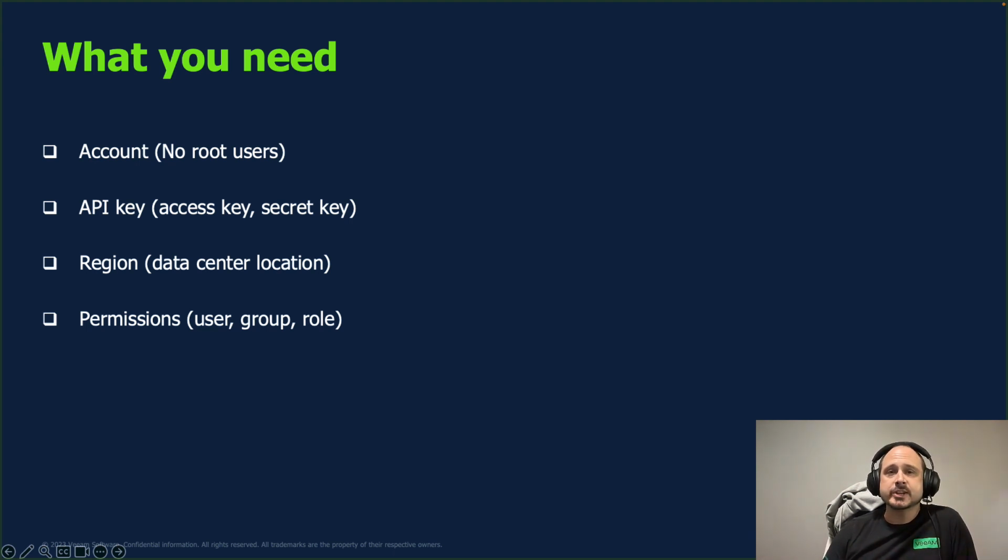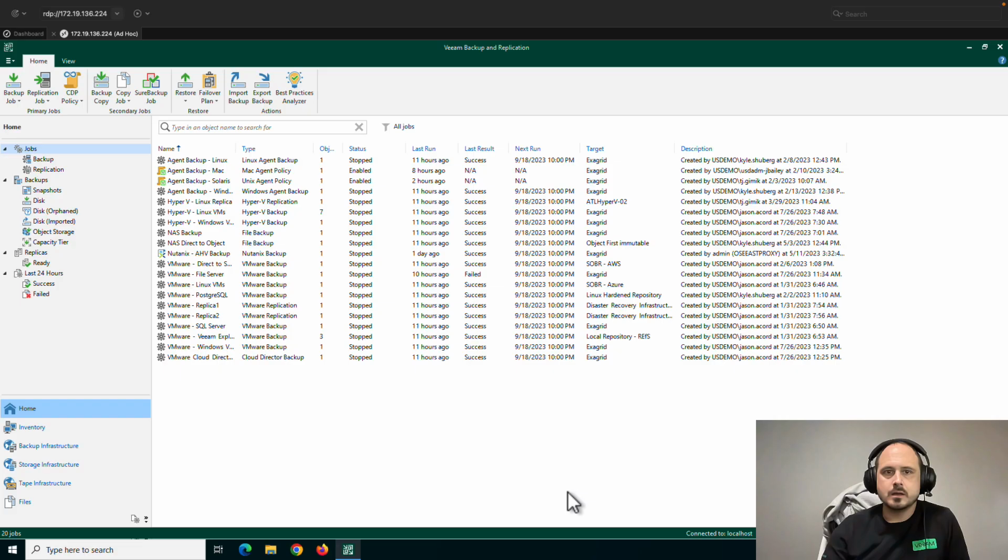You're going to select a region for your backups to be in. So this magical bucket in the sky is just a computer somewhere with storage. You'll pick where you would like your data to reside, and you'll have the appropriate permissions. Those permissions can be assigned to a user, or the user can be in a group that has permissions, or you can establish a specific role. So with that, let's jump right into the demo.